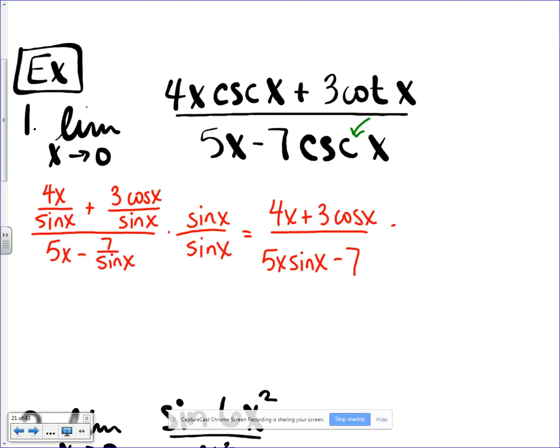And when you do that, that's what the numerator looks like. This is what the denominator looks like. And it gives you a final answer of -3/7. So just a little manipulating there will eliminate the domain error.